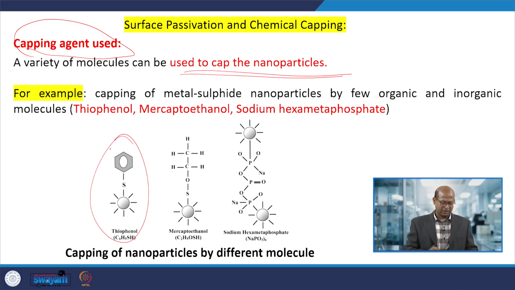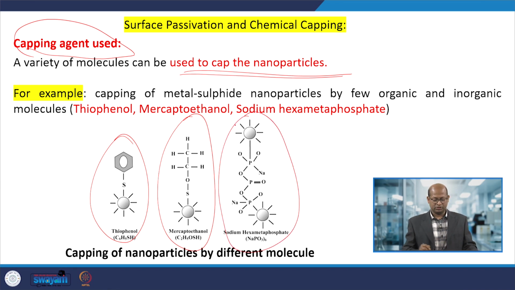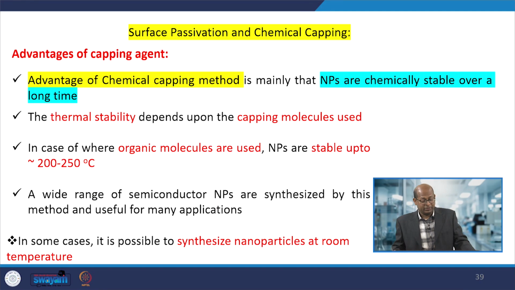A few are shown here: thiophenols, ethanols, or sodium metaphosphate. So these are different inorganic molecules that can be used as capping agents for metal sulfide nanoparticle production. They can stabilize the metal sulfide when it forms in a particular solution, so they can stop coagulation and the formation of larger particles, larger nanoparticles.